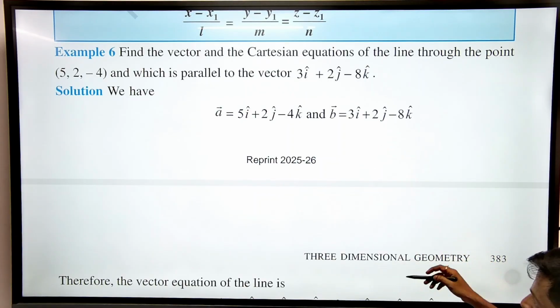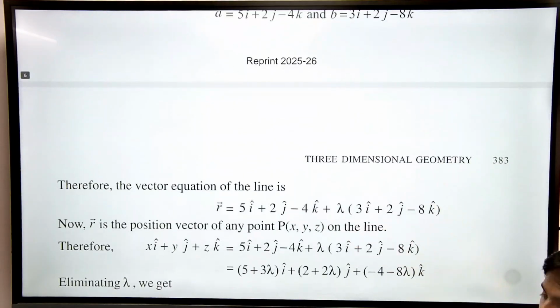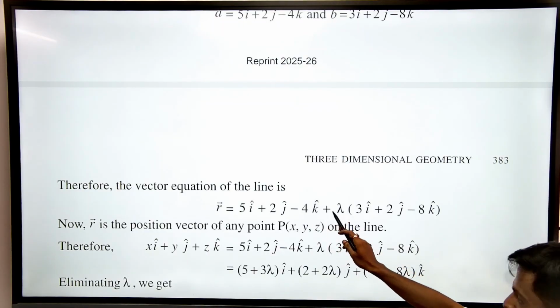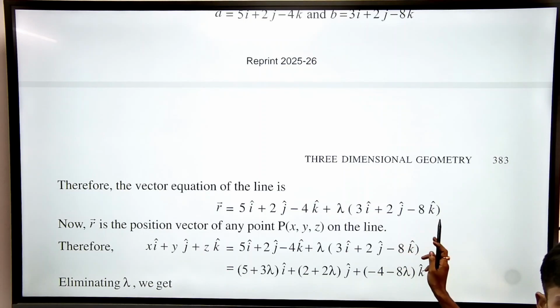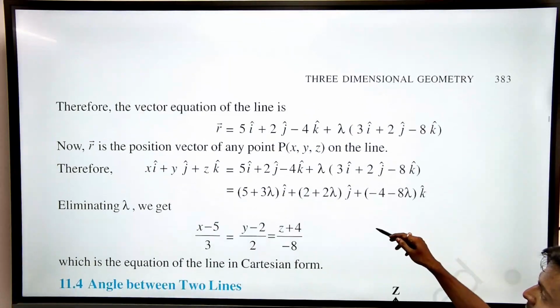Right? So as you can imagine the equation will be like this. 5 i cap plus 2 j cap plus minus 4 k cap, this will be your A, plus lambda, that will be your B. Easy है. बात समझ में आ रहा है ना? Then the Cartesian equation, how can you find the Cartesian equation?